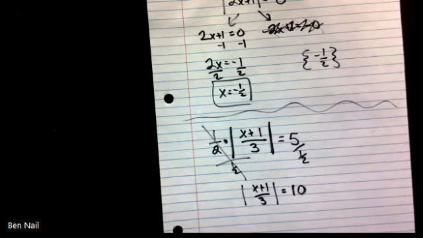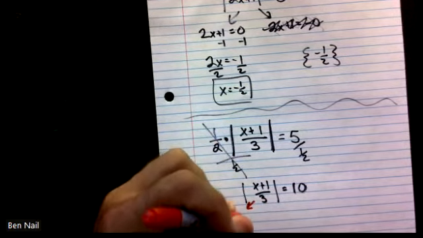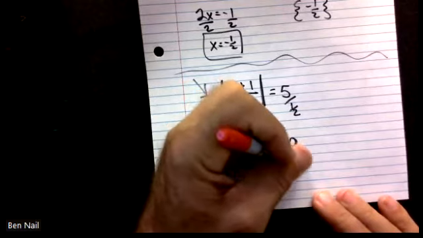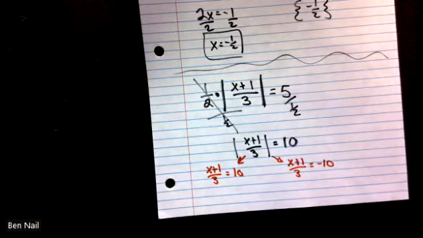Okay, once you get the absolute value by itself, then again, this is where you split it up. x plus 1/3 equals 10, or x plus 1/3 equals negative 10.